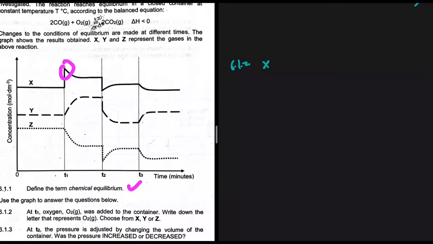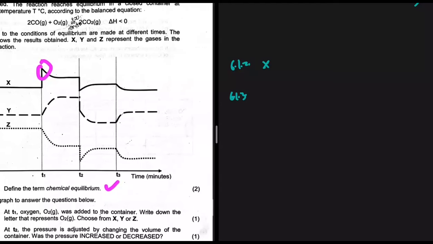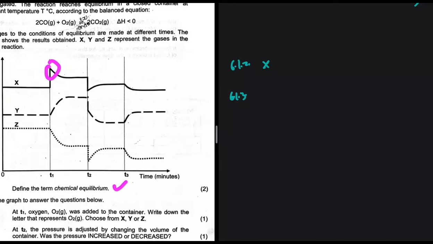Clearly there is a spike with regards to X at T1. So clearly it is oxygen, because that was what is added at T1, we are told. We're not supposed to give a reason, but I've sort of told you why that is. 6.1.3. At T2, the pressure is adjusted by changing the volume of the container. Was the pressure increased or decreased? How many marks? 1. I wish it was 2 or 3, because we really have to think. Well, 6.1.4 we must explain, so I guess the 1 mark is justified.